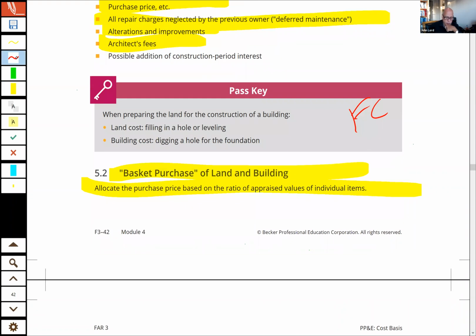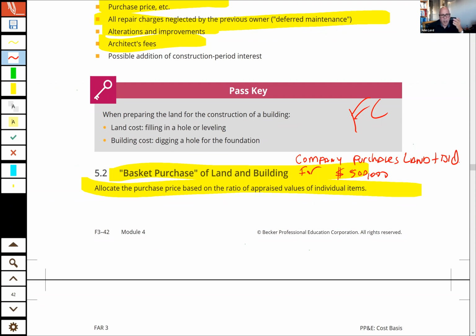Okay, good. Now, they tell us here that if you have a basket purchase, you have to allocate the cost to the respective items. So let's say, and I'm just going to have you write in an example here. Company purchases land plus building. Okay, they purchase land with a building on it for $500,000.